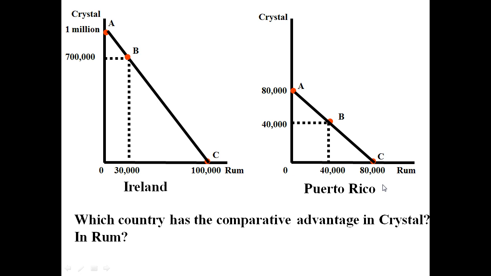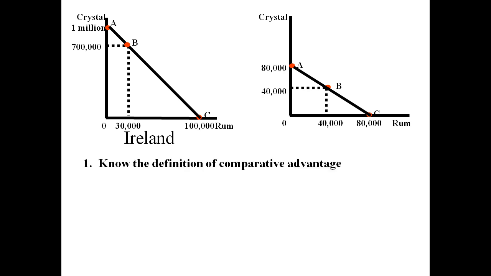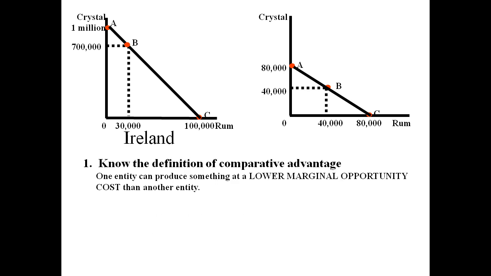Now we're going to figure out which country has a comparative advantage in crystal and in rum. There are 5 steps to figuring this out. First, we need to know the definition of comparative advantage: one entity can produce something at a lower marginal opportunity cost than another entity. If it can produce something at a lower opportunity cost, then it has a comparative advantage. Remember, we're looking for the lower number. Who gives up less?